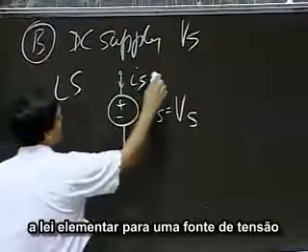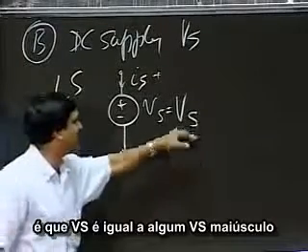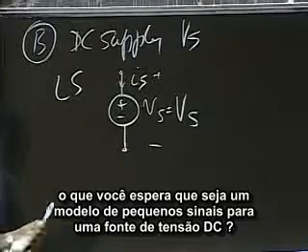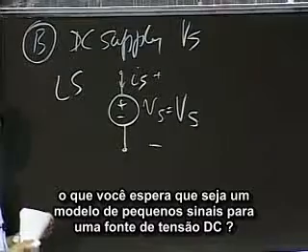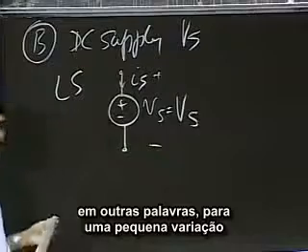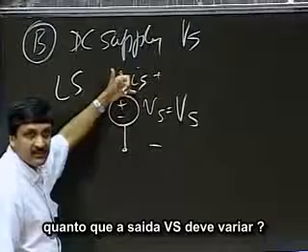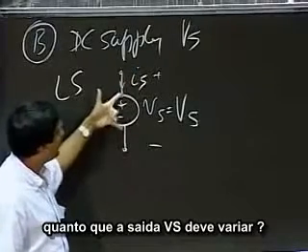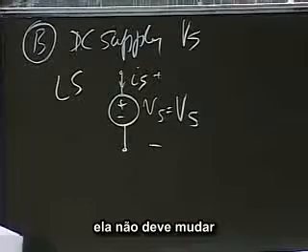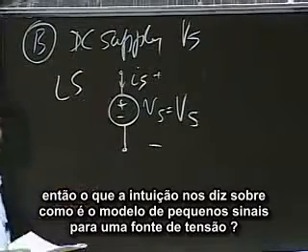The element law for a voltage source is VS equals some capital VS. Okay, it's a constant voltage. So what do you expect to be the small signal model for a voltage source? In other words, suppose I have a small change in the current. Okay? By how much should the output VS change? It shouldn't change. It's a voltage source. So what does intuition tell you is the small signal model for a voltage source?